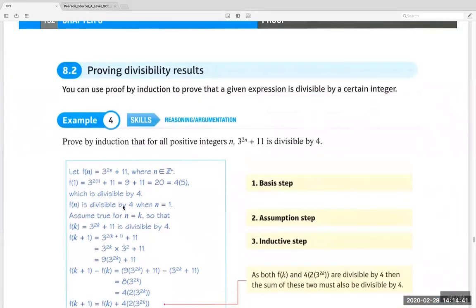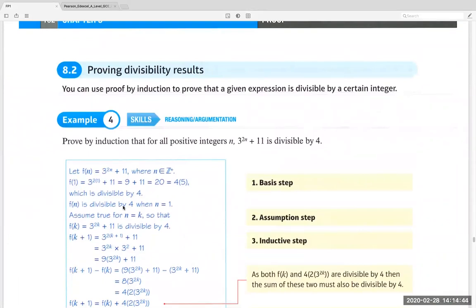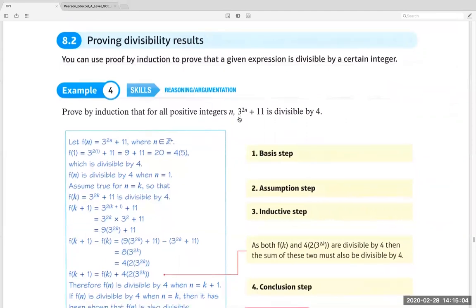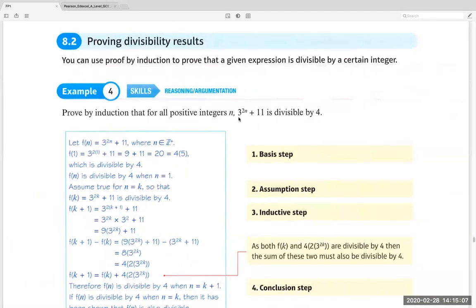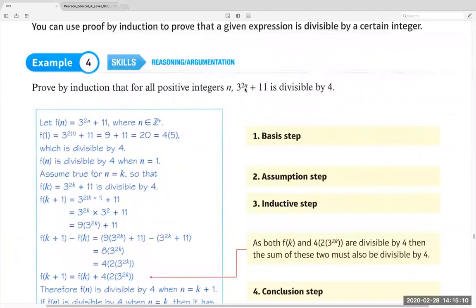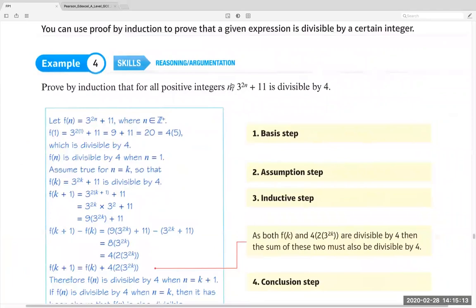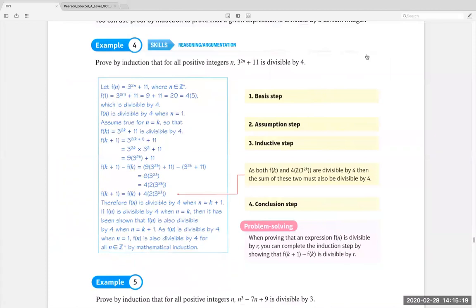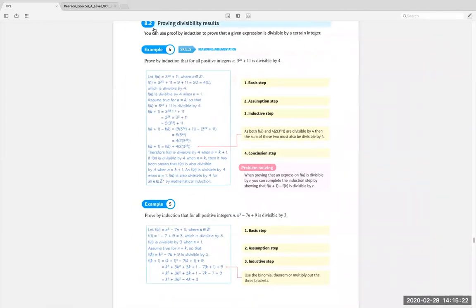So okay, can we go on to the next topic? This topic is still about mathematical induction. Let's prove something else: you can prove divisibility results. You are still using a similar structure, but not exactly the same. Prove by induction that for all positive integers n, this one is divisible by 4. I will write down a similar structure.